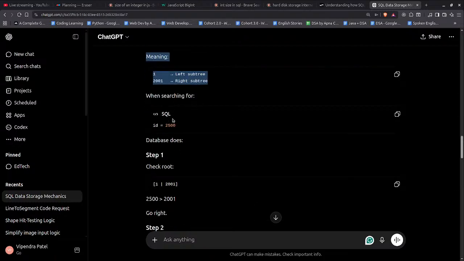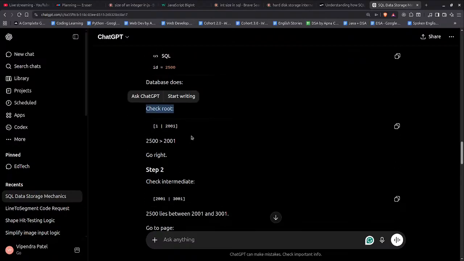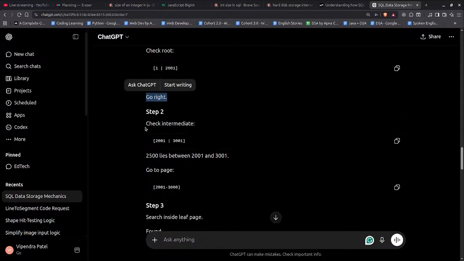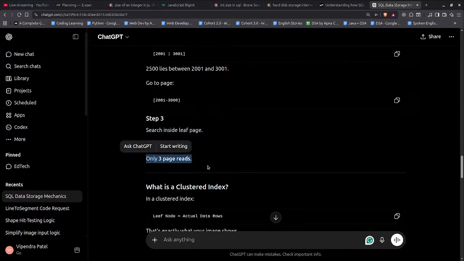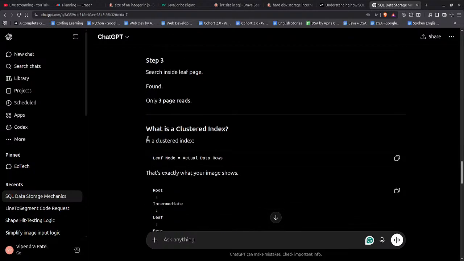When searching for id 2500, the database checks the root, 2001, and 2500 is greater than that, so go to the right. Check the intermediate level, it is less than that, so go to the left. So ultimately go to this particular range, search inside the leaf page, only 3 page reads.